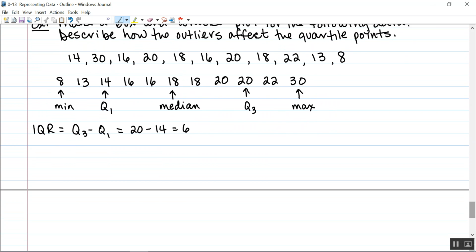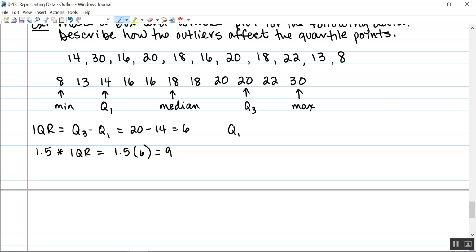To see if we have any outliers, I'm going to take my Q1 and subtract from it. Oh, I'm sorry, not my IQR. Sorry, I forgot about that. I need to calculate 1.5 times my IQR. That's the way it works. So 1.5 times 6 is 9.